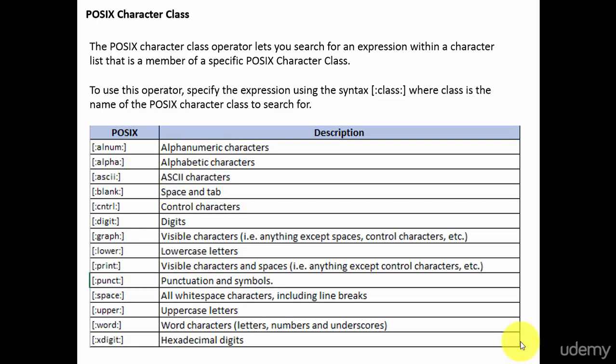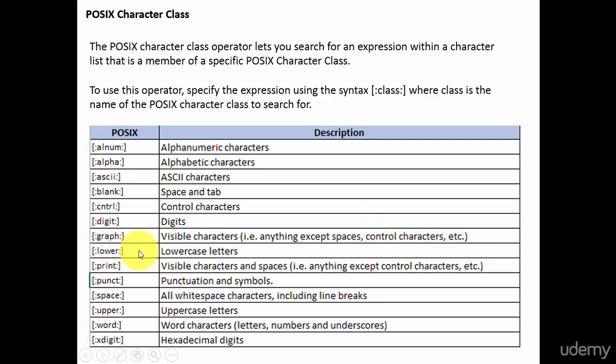In this session, let's learn about the POSIX character class operators. These are a special group of operators which help us in simplifying the search. If I use the POSIX operator ALNUM, that means I'm searching for all the alphanumeric characters. If it is just alpha, that means alphabetic characters. ASCII characters. Blank, we are just searching for space and tab. Control characters. Digit, all the numbers. Graph, all the visible characters except spaces and control characters.